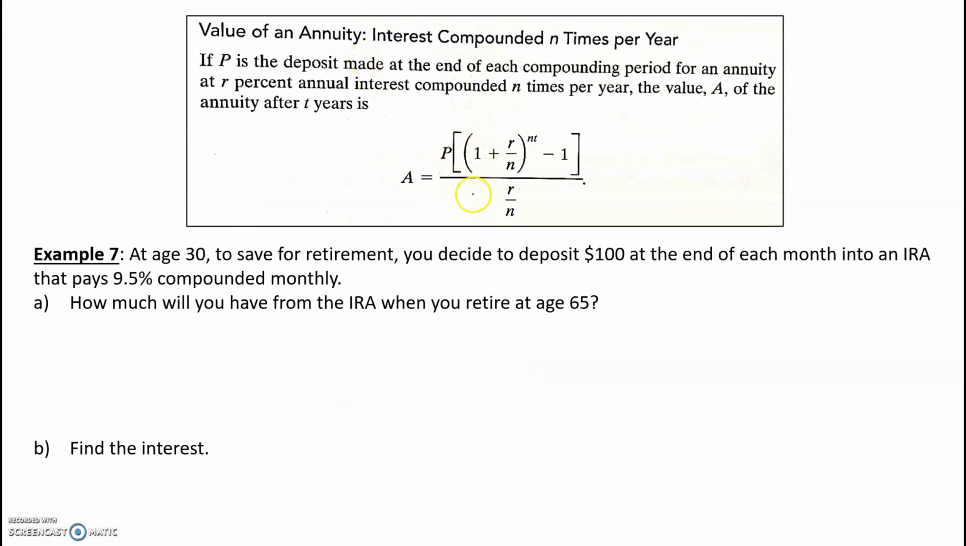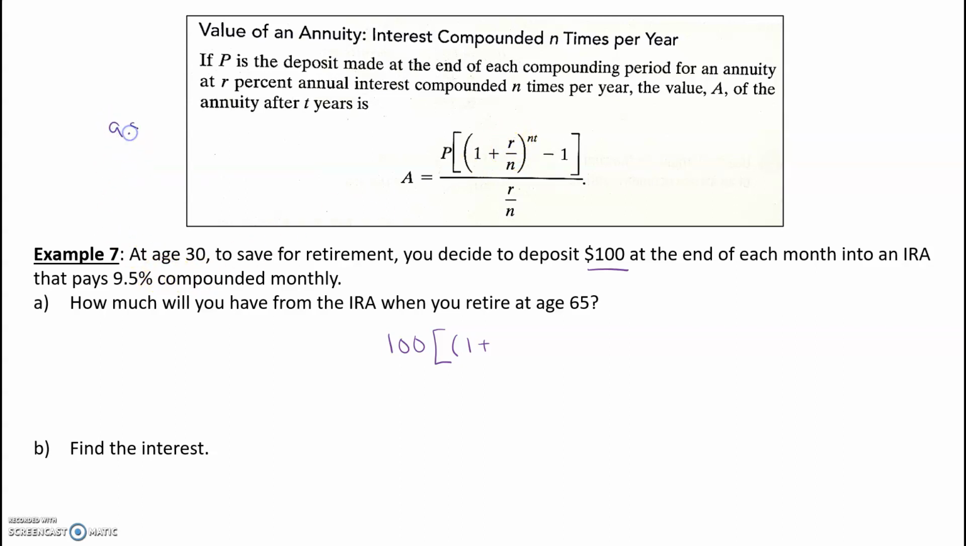This is a formula for interest compounded however many times a year. So n is actually the number of times you're compounding in a year. So let's start. All right, so we got P. P is your deposit made each compounding period. So here they're telling us they're doing $100 each compounding period. You got to be really careful with parentheses here. 1 plus rate, again as a decimal, not as a percentage.